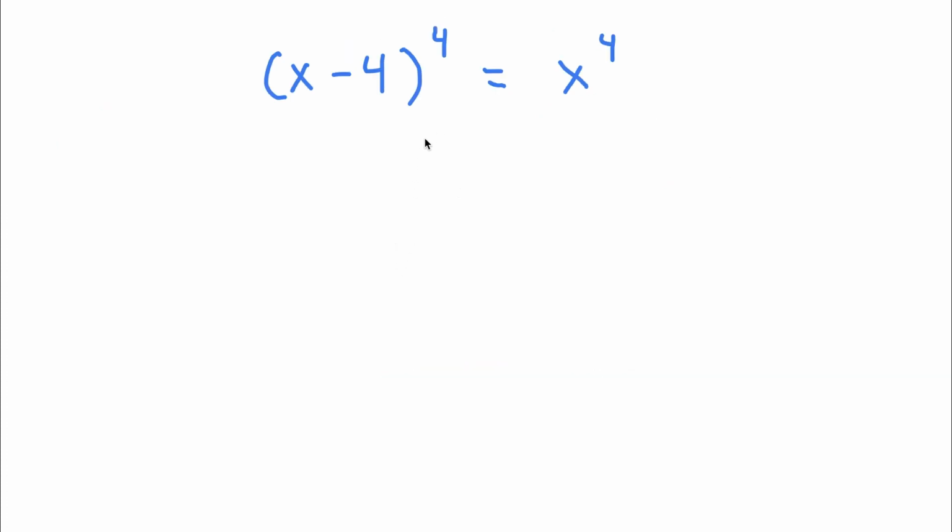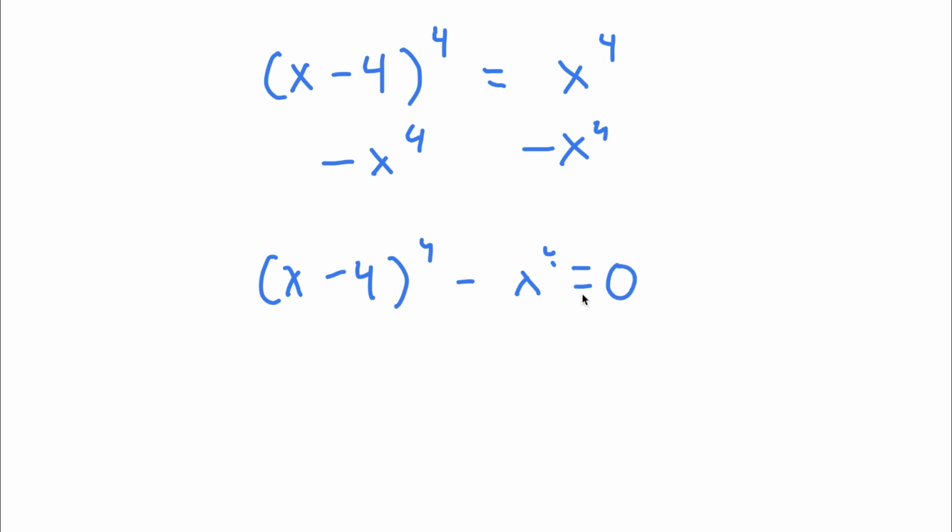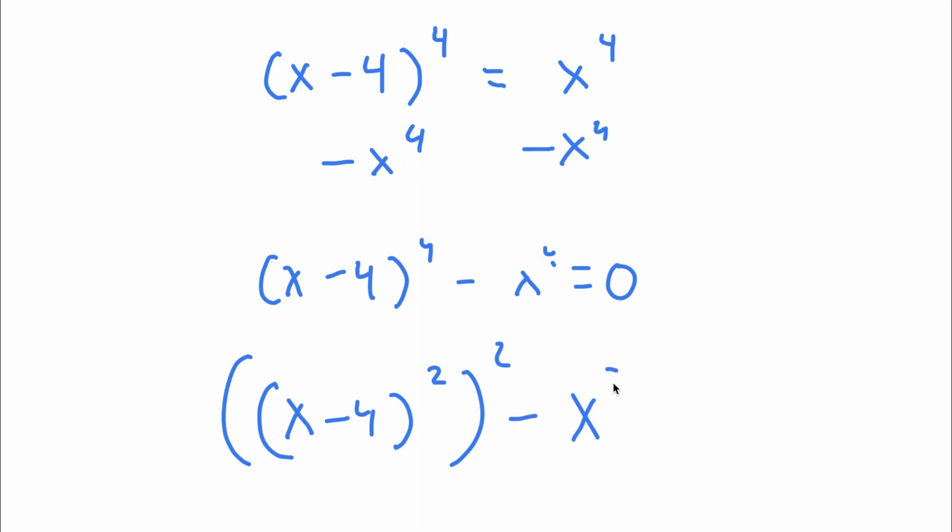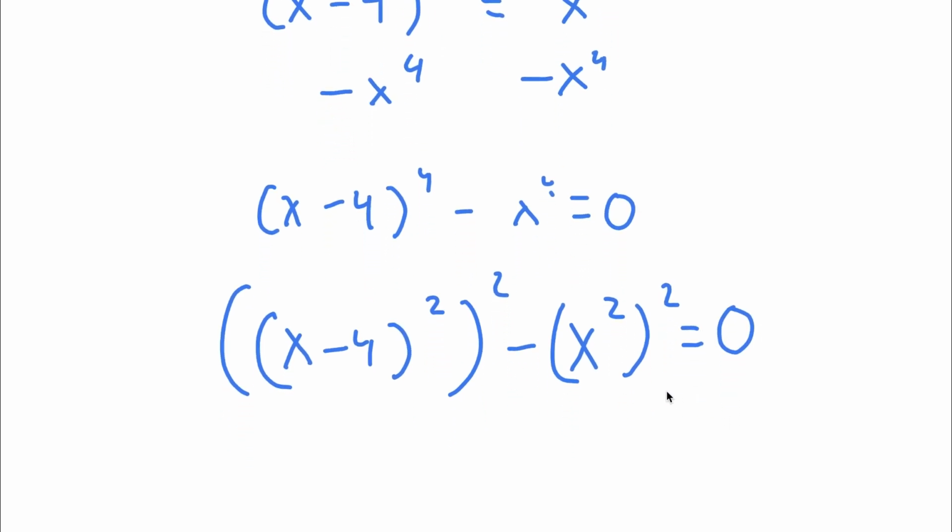Alright, so I have x minus 4 to the power of 4 is equal to x to the power of 4. So the first thing I'm going to do is subtract x to the power of 4 on both sides. So now I have x minus 4 to the power of 4 minus x to the power of 4 is equal to 0. Now, I'm going to write x minus 4 to the power of 4 as x minus 4 to the power of 2 to the power of 2 minus x to the power of 4, I'm going to write as x to the power of 2 to the power of 2 is equal to 0.